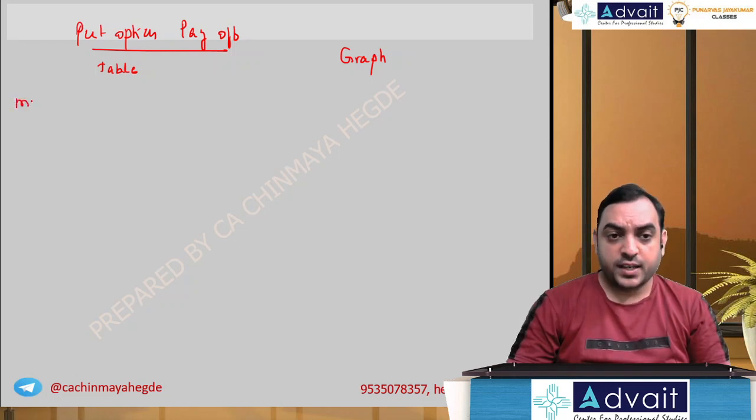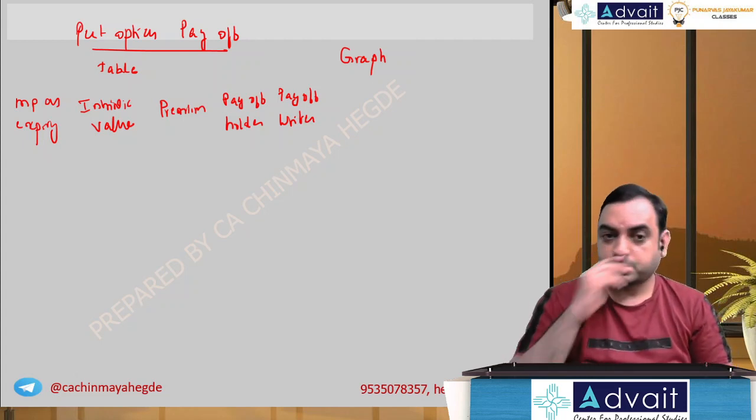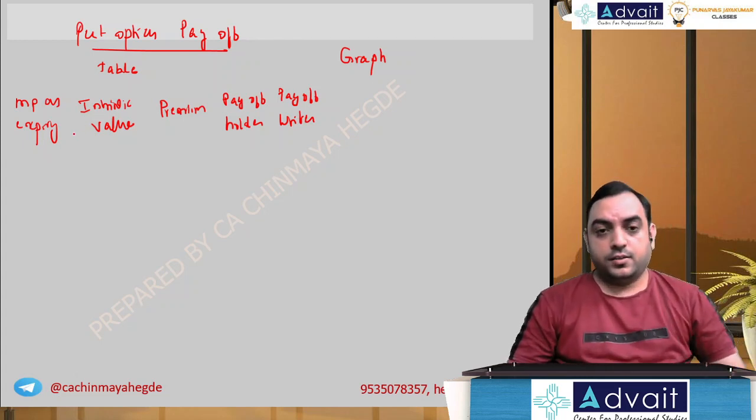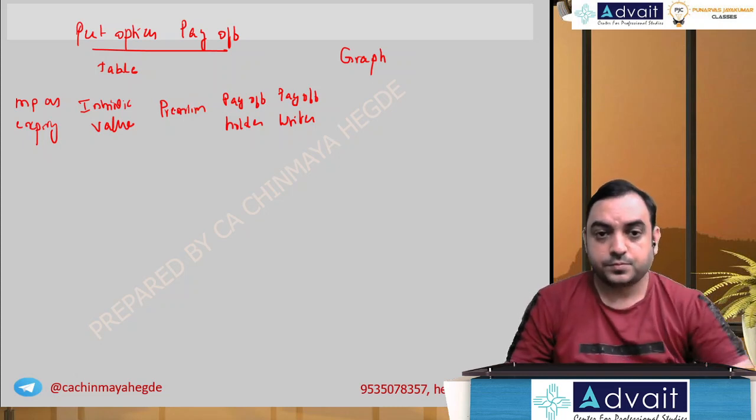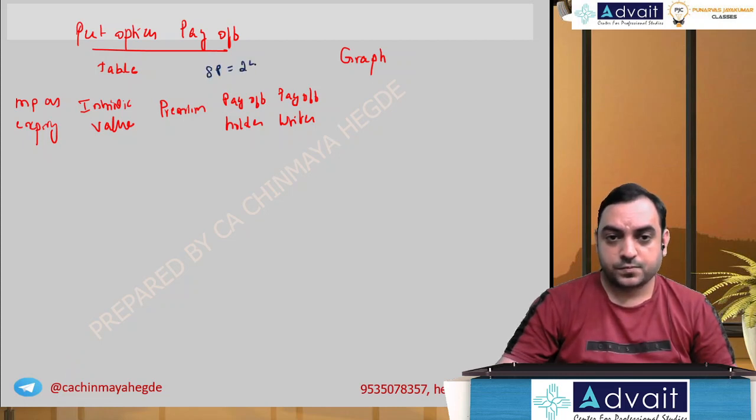Same columns: market price on expiry, intrinsic value, then premium, payoff for holder, payoff for writer. I'll take the same thing, strike price 2500, premium I'll make it 30 rupees.